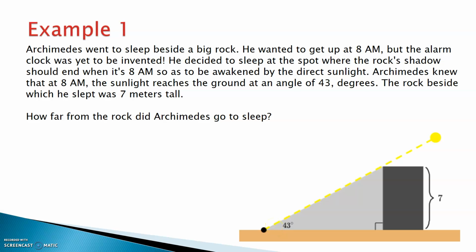It says Archimedes knew that at 8 a.m. the sunlight reached the ground at an angle of 43 degrees. So here are the sun's little rays, that shadow, and it's giving an angle here of 43. The rock beside which he slept was 7 meters tall. So here we have a rock, 7. I should actually label that with meters. When you draw this in your notes, make sure you add M for meters.